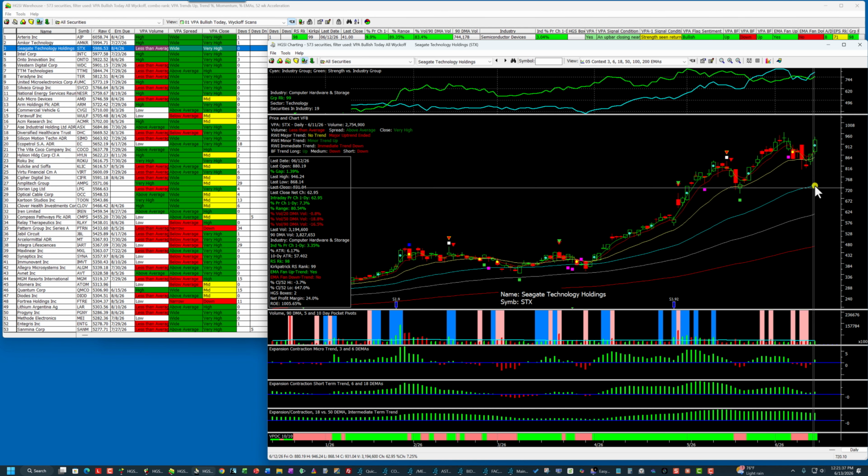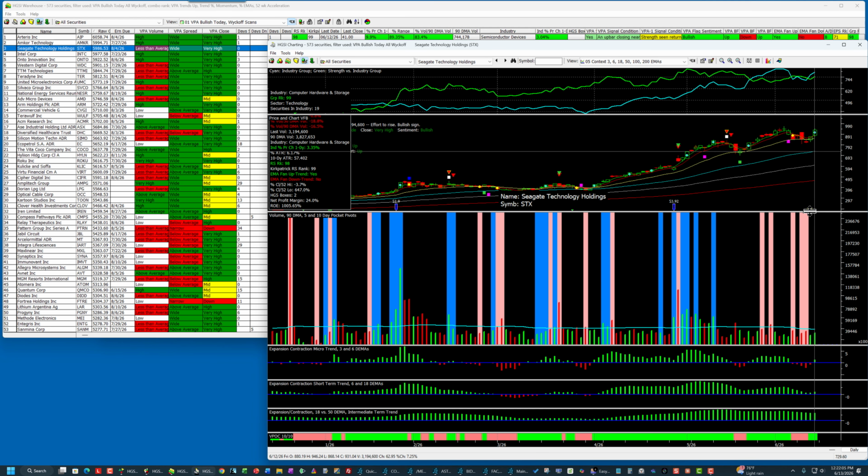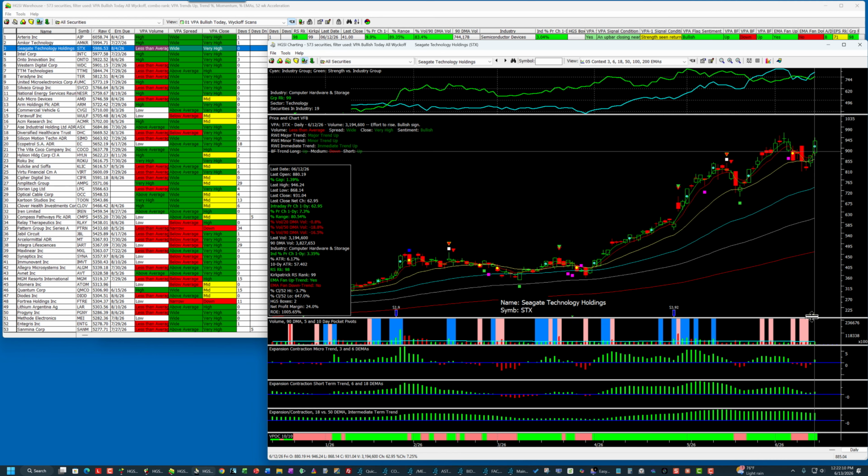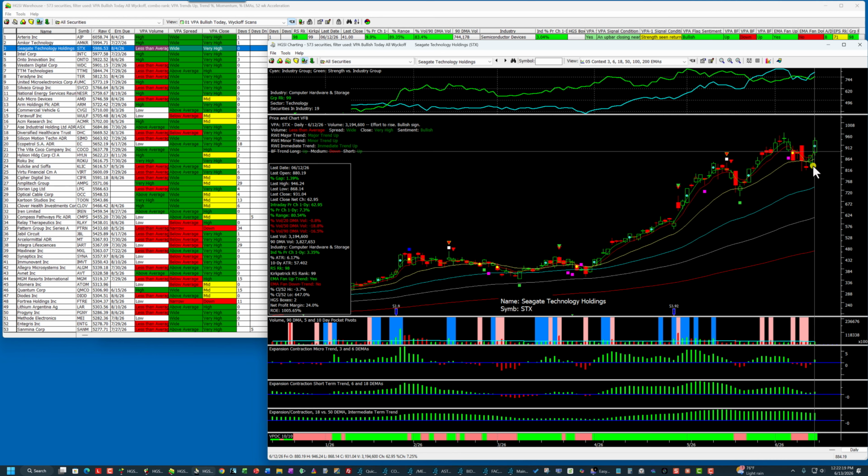I'm clicking on here, and look, the volume is less than average. This just shows you that a stock with less than average volume can go up. Why? Because there's more demand than supply. Spread is wide, the close is very high, sentiment is bullish. It can be really low volume on a stock, and I'm not saying this is really low, but it's low relative to the 90-day moving average. But there's more demand than supply, which gives us this effort to rise.